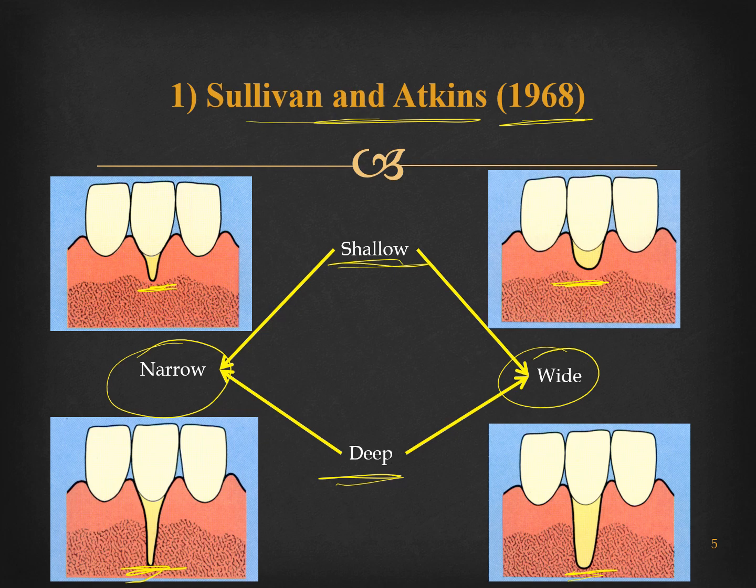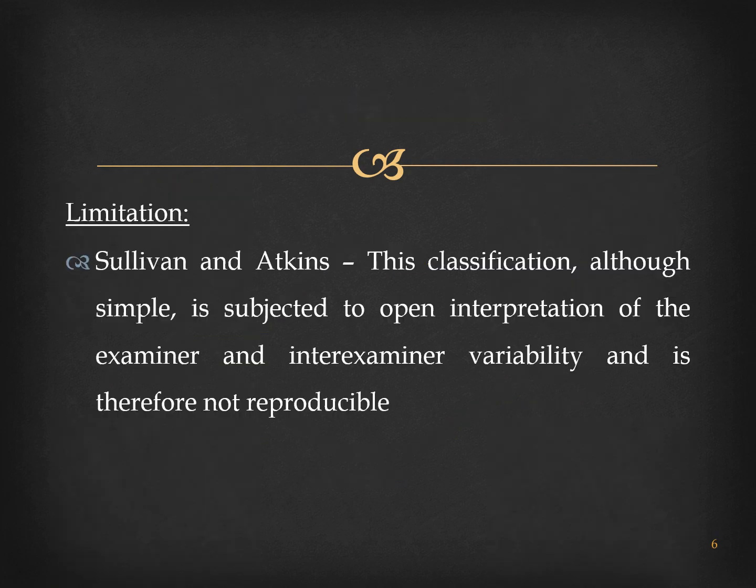They have considered just mandibular incisors, and no other teeth were considered according to their classification. So that is one limitation. Second, there will be inter-examiner variability, meaning it is a very vague classification, so every examiner will have a different categorization according to it. At different points of time, the same examiner can classify the recession into different types. And if two examiners are given the same recession, they can also classify it differently. That was the limitation of Sullivan and Atkins.